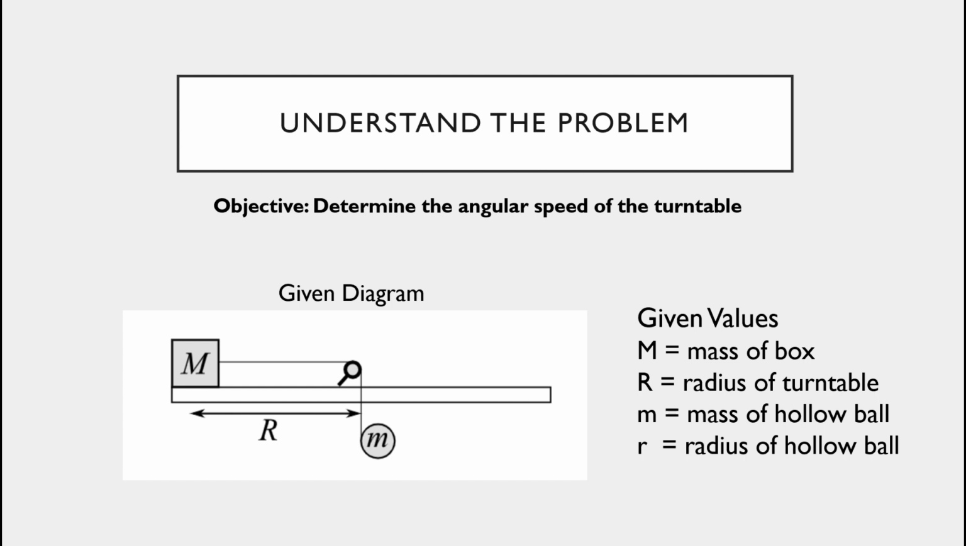The box is attached to a string that slides through the pulley, and the string goes down a hole in the middle of the turntable to be attached to a hollow ball of mass little m. The radius of the hollow ball is represented by little r.